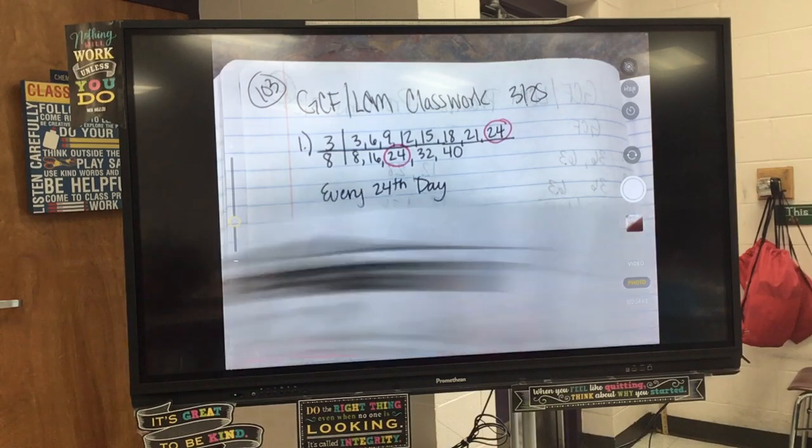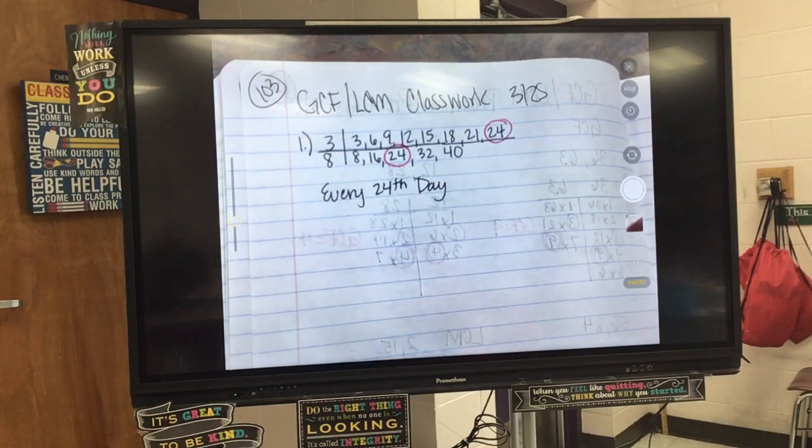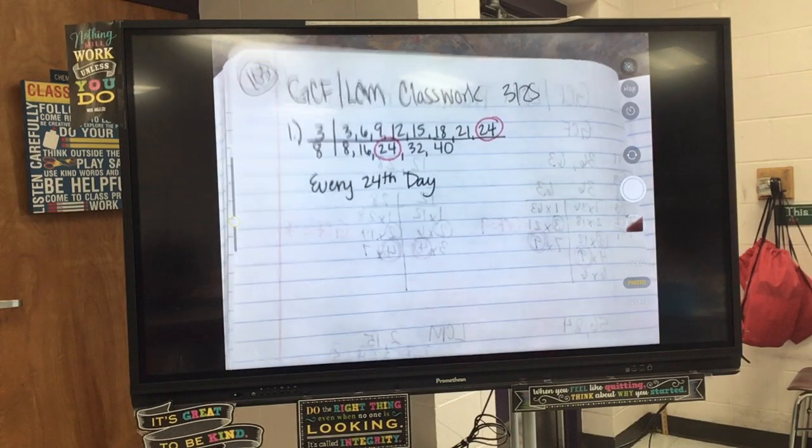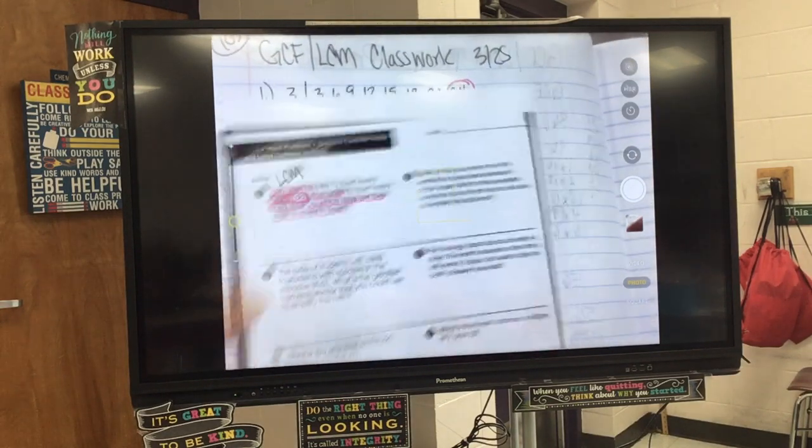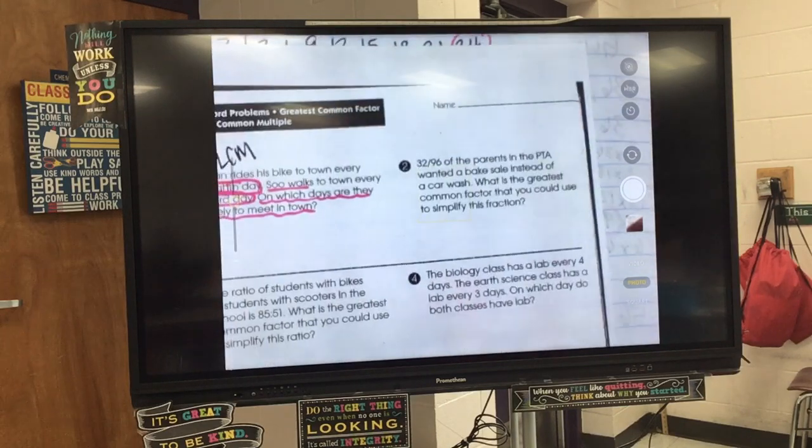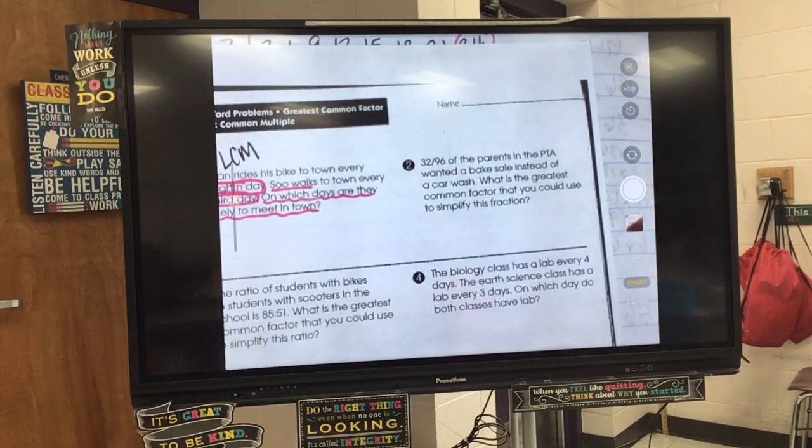All right. I'm not doing number two with you, but I am going to go through and annotate number two with you guys. Can you please stop, child? Put it all away. All right, so number two, it says 32 of 96 of the parents in the PTA wanted a bake sale instead of a car wash. What is the greatest common factor that you could use to simplify this fraction?